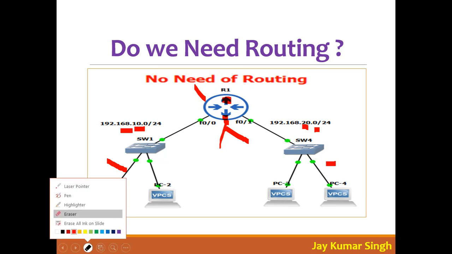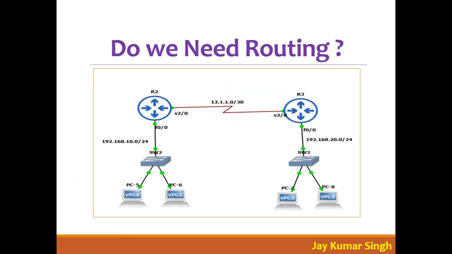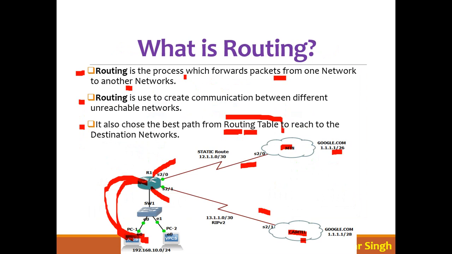Okay, but now come to another condition. Now in this one, do we need routing? Yes. Why? Because this router is connected with only two networks. When this computer wants to reach this network, it will come here and say, please, I want to go to this 20 network, and the 20 network is not directly connected. Yes, that's why I have written here, see one thing: routing is used to create communication between two different networks and two different unreachable networks.